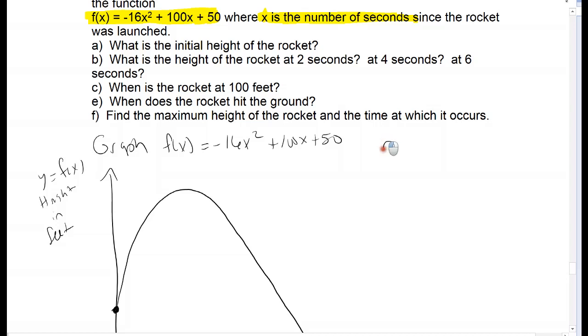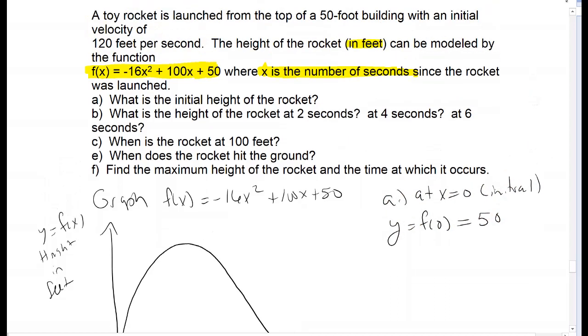All right, part A is just asking me to find what's the initial height of the rocket. I actually don't even need my graphing calculator for this. Initial height would be at time 0, right, at x equals 0. 0 is always the initial. So f of 0, well, they actually told me in the problem where it starts, right? If I plug 0 into that equation I do get 50 out, but they actually told me I launched the rocket from a 50-foot building, so it should make sense that the initial height is 50 feet.